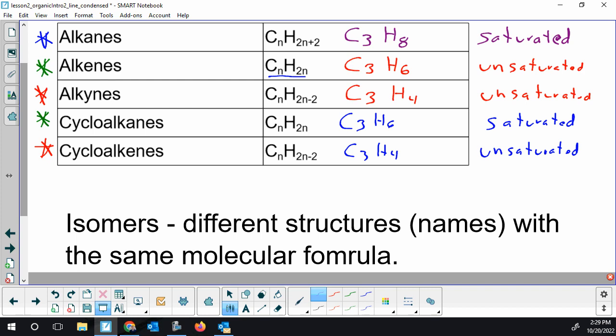Again, this is handy. I'm about to do an isomer question. Isomers are different structures, so drawings, of substances with the same molecular formula, like C3H4 or C50H100. There's lots of ways you can draw a C50H100. All those different drawings of C50H100 are isomers of each other.